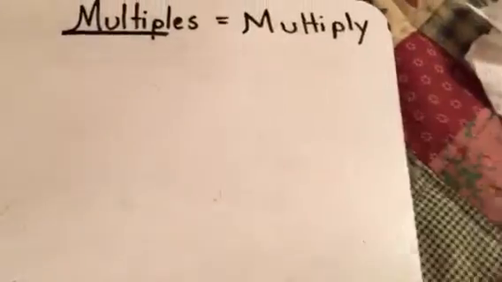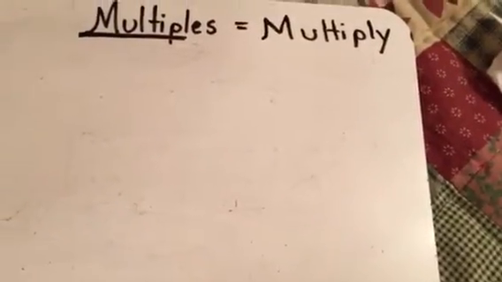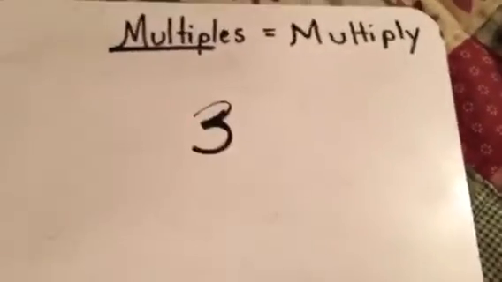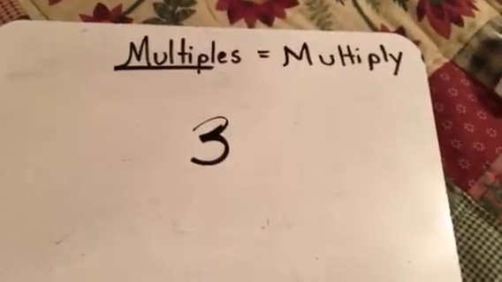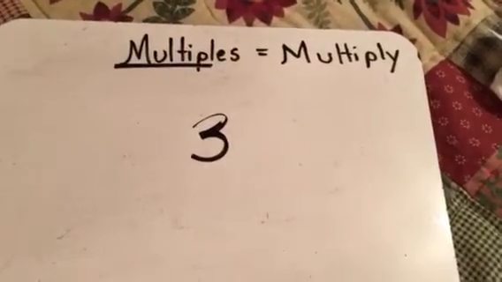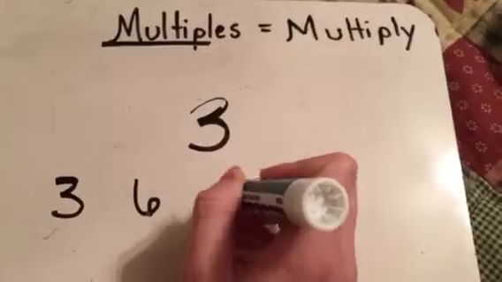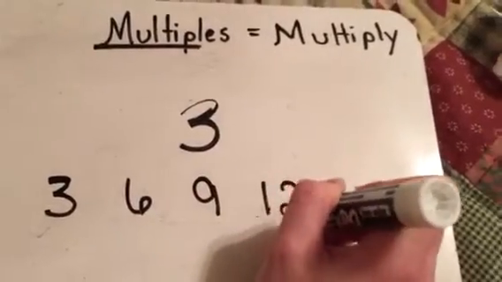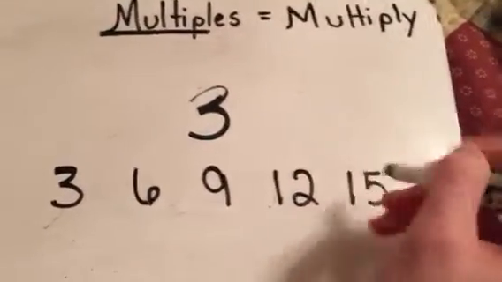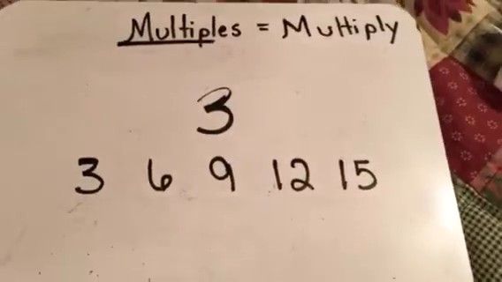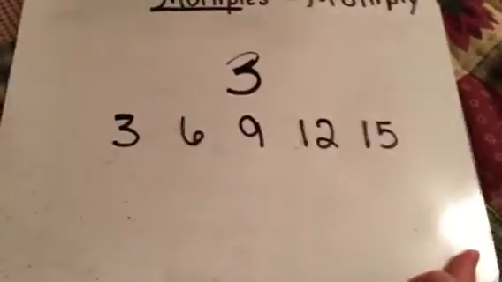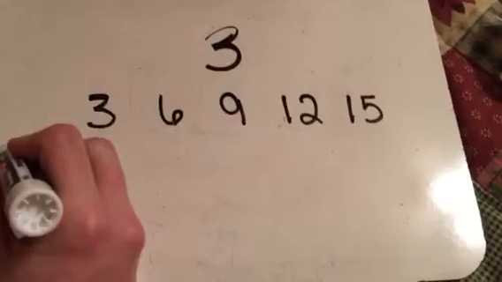All right, let's look at another one. What if I was to ask you to list multiples of 3? There's 2 ways that you can do this. One way is by skip counting. 3, 6, 9, 12, 15, and so on. I was skip counting by my 3's. Or you can think of it as multiplication.